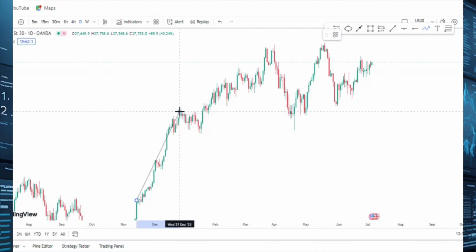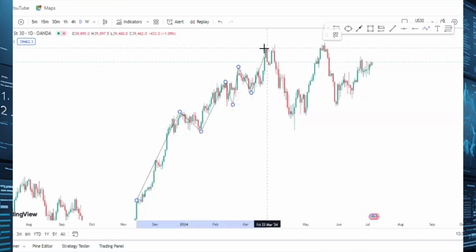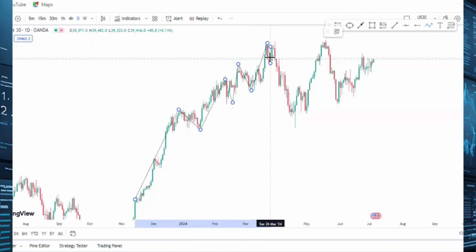We have the market giving us a series of higher highs and higher lows, higher highs and higher lows. Then the market gave us a higher high here, and then a double top. The double top is a reversal chart pattern telling us that the market will be reversing to the downside, and that is how the market formed here exactly.